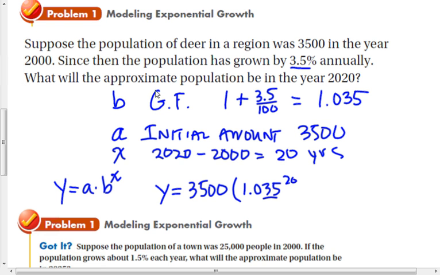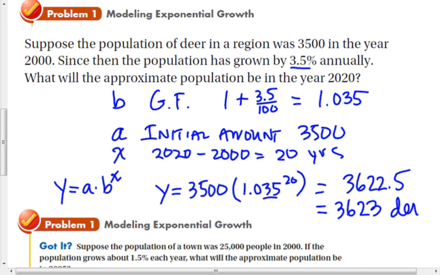And then we're just going to take our calculator and evaluate that using the caret key. And if we do that right, we should get 3,642.5. But since we're talking about deer, we're going to round that to the nearest whole number. So we'll say about 3,622 deer. Go ahead, you try that.